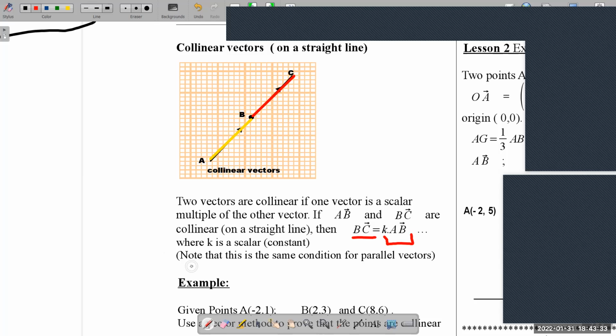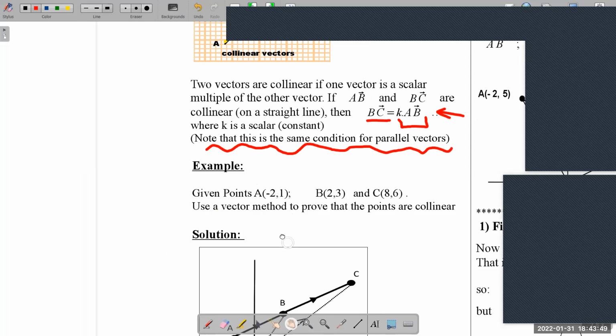And look at what they say here. Note that this is the same condition for parallel vectors. So for a line to be parallel or collinear, it must be parallel. So just prove if it's parallel or not, and you would know if it's collinear. So let's check it out.